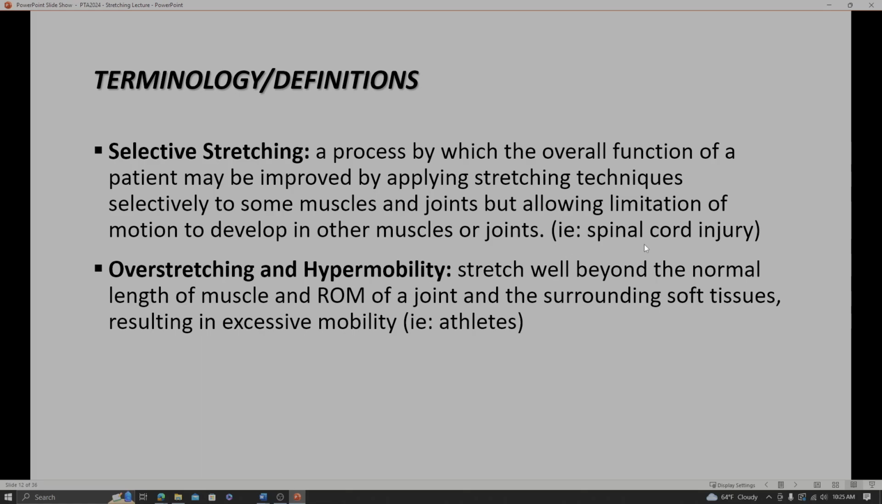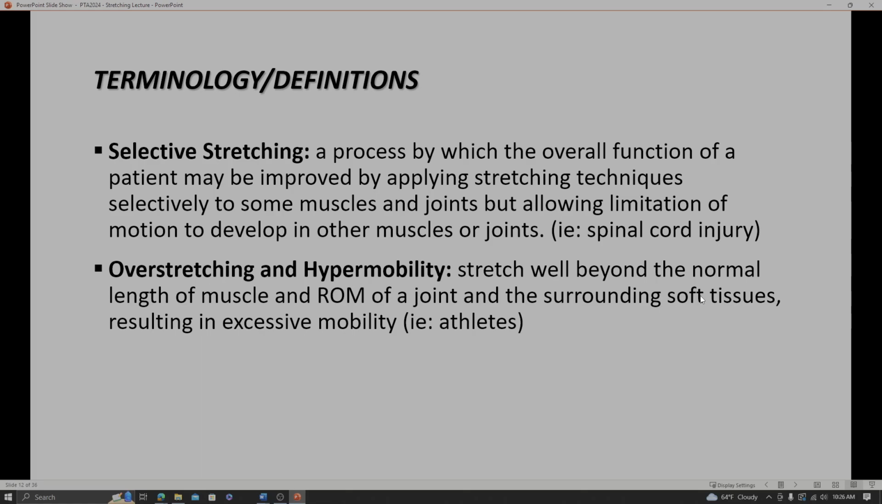This goes even beyond like SCI stuff, right? So I'm not going to stretch things that don't need to be stretched, right? There needs to be a balance between stretching or strengthening, right? I should stretch the things that need to be stretched and strengthen the things that are overstretched, right, or weak. With a spinal cord injury, it may behoove the patient to actually have some limitations in the range of motion because it can help them perform functional activities.